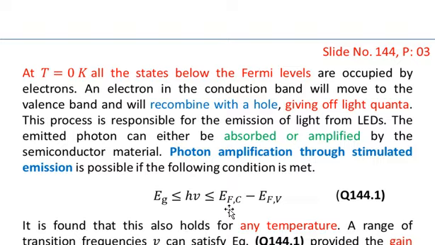That is, the energy difference between the two Fermi levels, that is, the Fermi level in the conduction band minus the Fermi level in the valence band, should be greater than or at least equal to h nu, and h nu should be greater than or equal to Eg, that is the band gap energy. That is, the emitted photon should have an energy greater than the band gap energy, and this photon will have an energy less than or equal to the energy difference between the two Fermi levels.